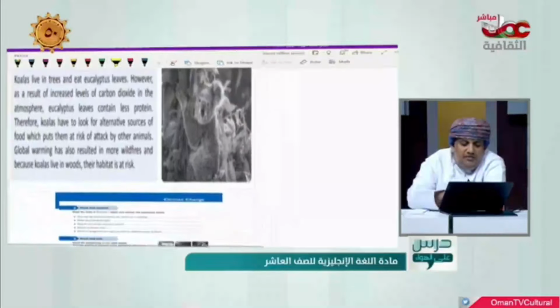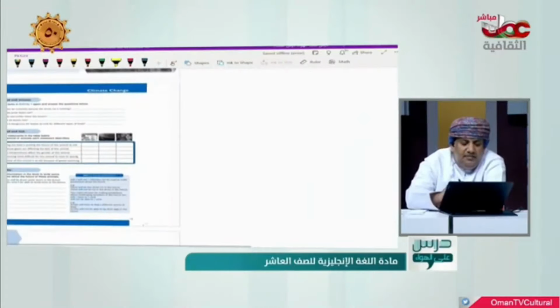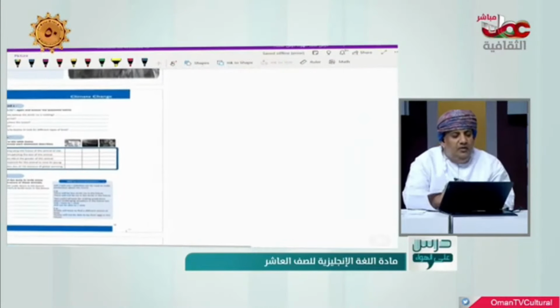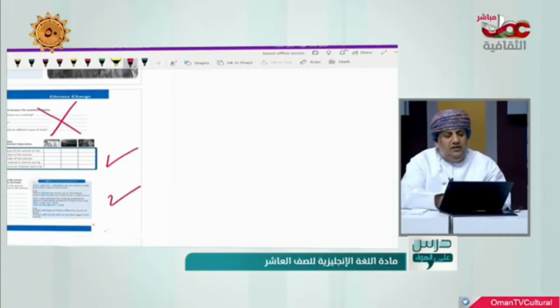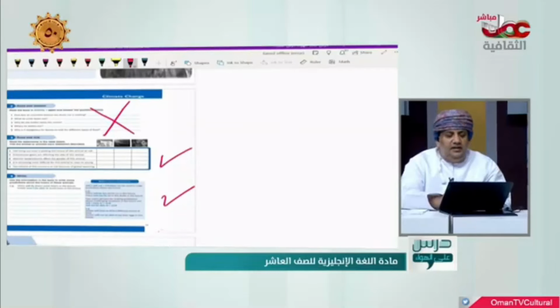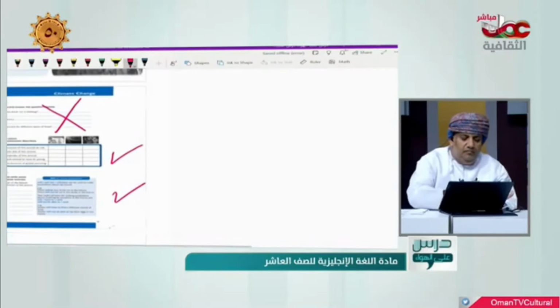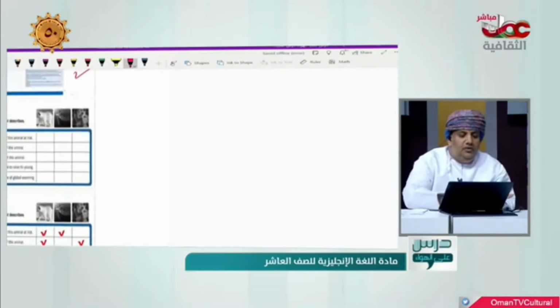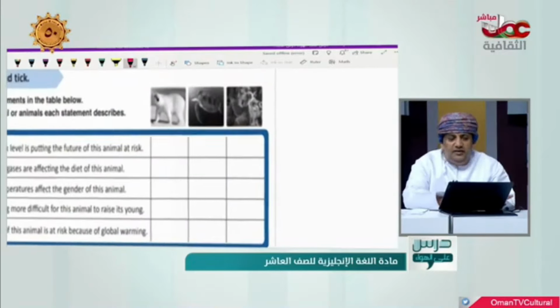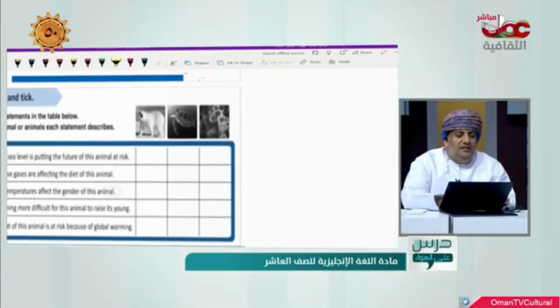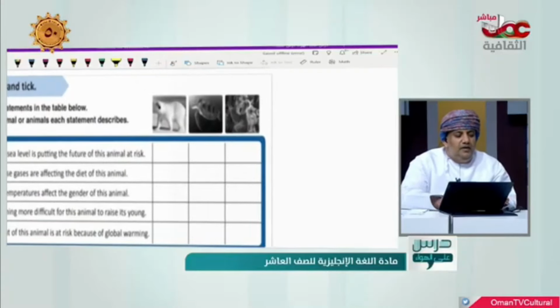So now, after reading this, let's go to page number 13, the last page here. Now, we are going to answer task 3 and task 4, but we are not going to answer task 3 because it is cancelled. So let's go back to number 3. Now, let's read together. Read the statements in the table below. Tick the animal or animals each statement describes.